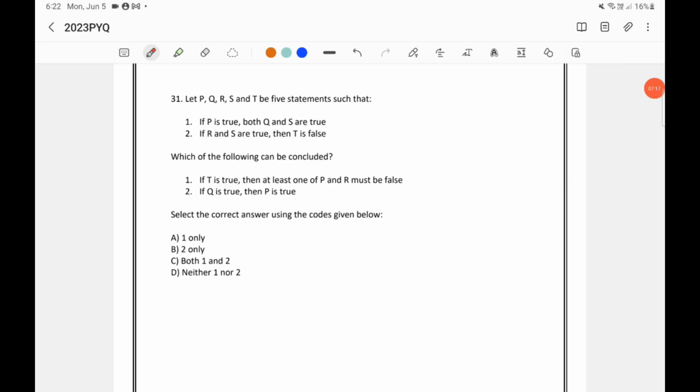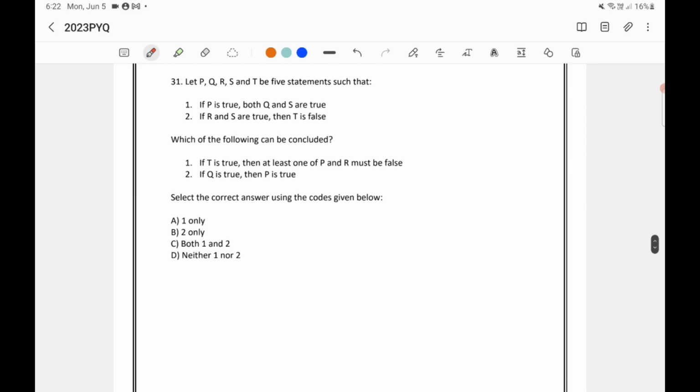So now let us see the next question. This was actually a tricky question. Let P, Q, R, S and T be 5 statements such that if P is true, then both Q and S are true. So both Q is true and also S is true. Now second statement says that if R is true and S is true, then T is false. So these are the 2 statements given.